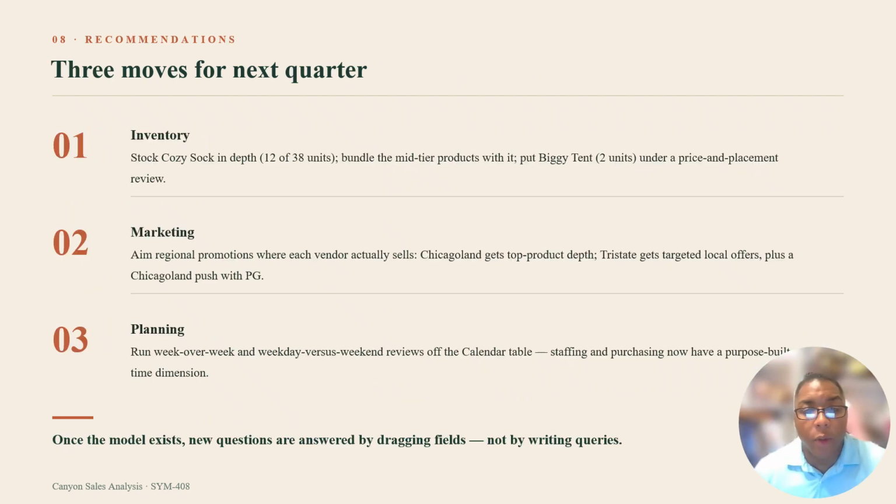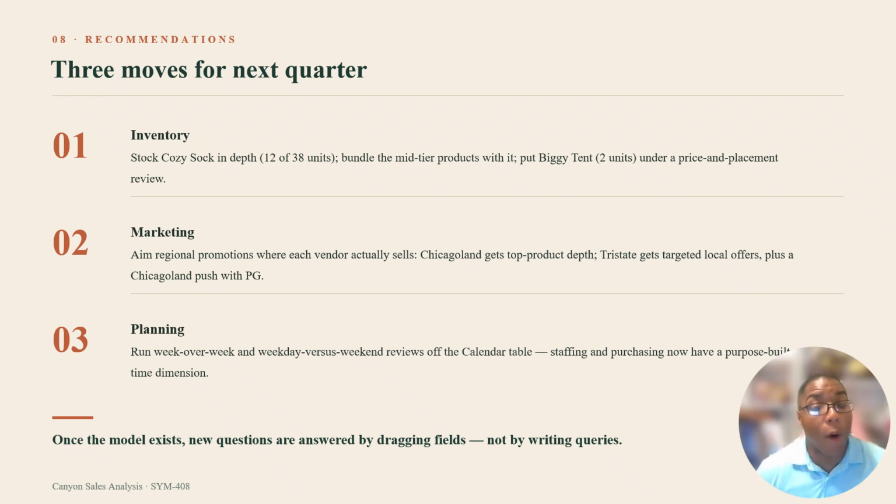So, what do we do with all this? Well, three recommendations. First, inventory. Stock the Cozy Sock in depth. It is 12 of our 38 units. And put the Biggie 10 under a price and placement review because 2 units does not earn its shelf space.